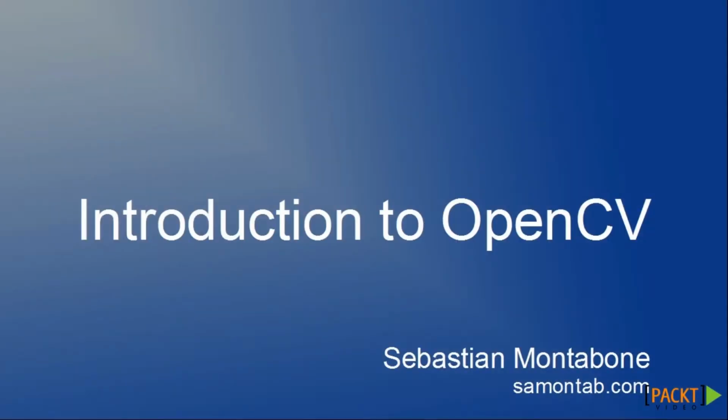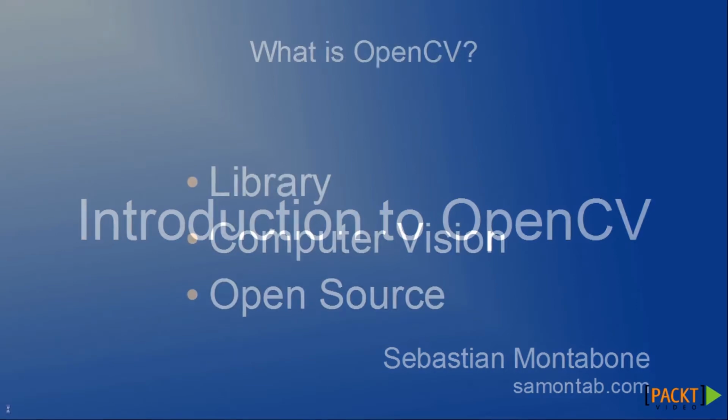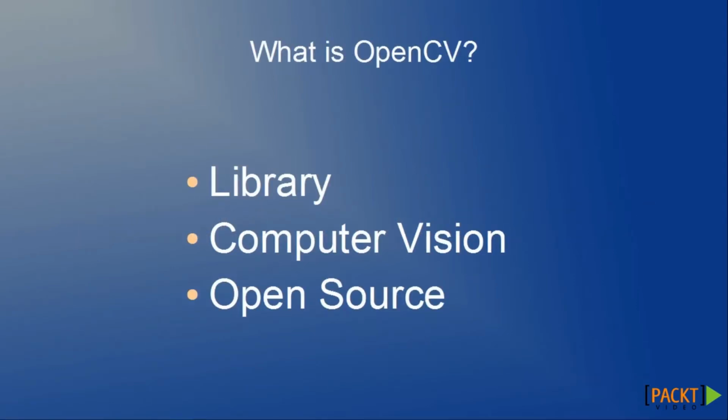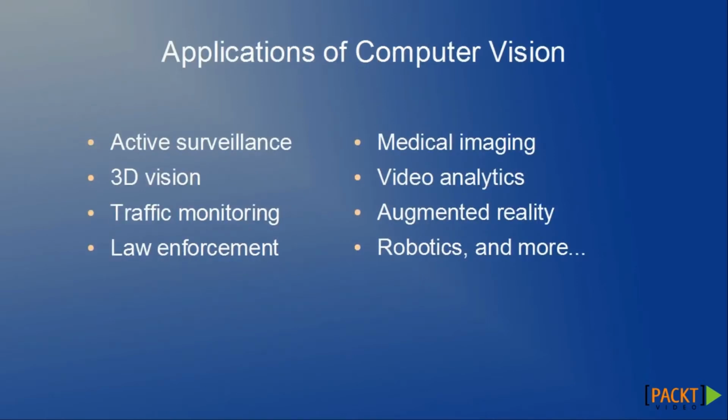In this video, I'm going to introduce you to OpenCV. OpenCV is a programming library. It contains many different computer vision algorithms, and it's open source, which means that you can look at the source code and change anything that you want. By using computer vision, you can teach computers to see and understand the world, or at least an interesting part of it. There are many current and future applications for computer vision.